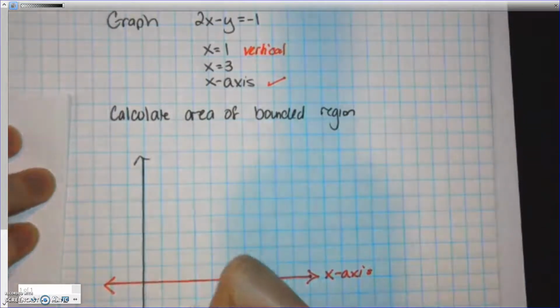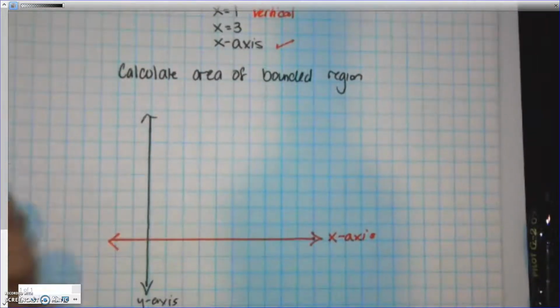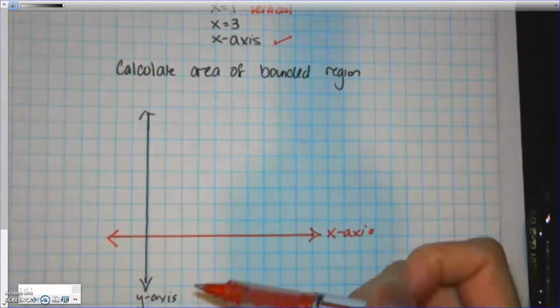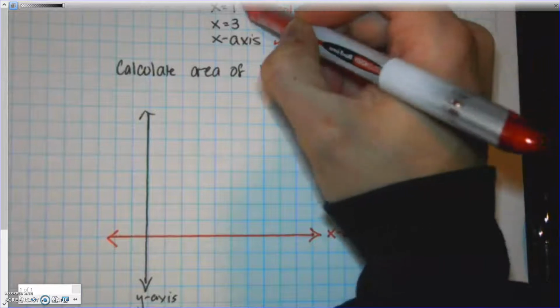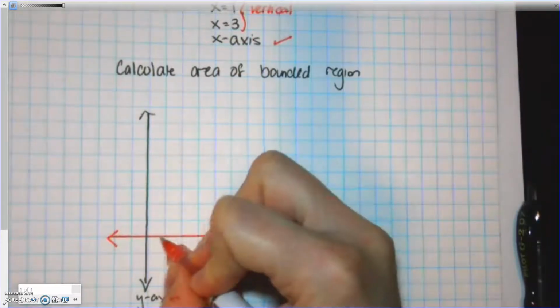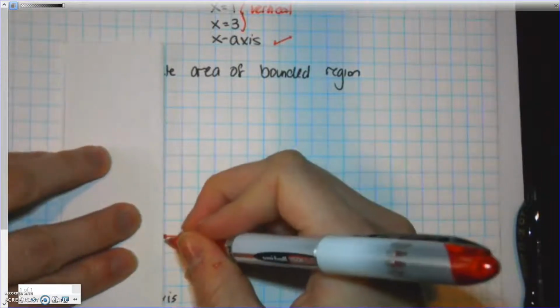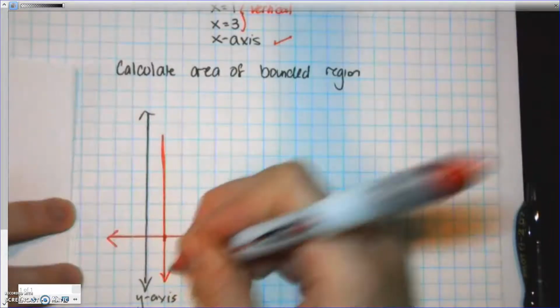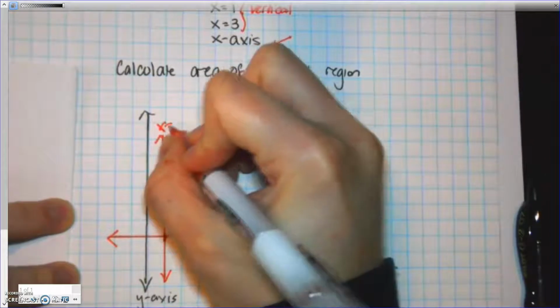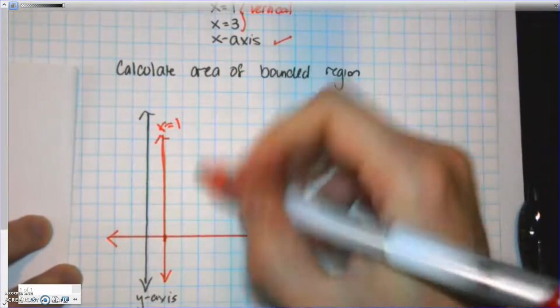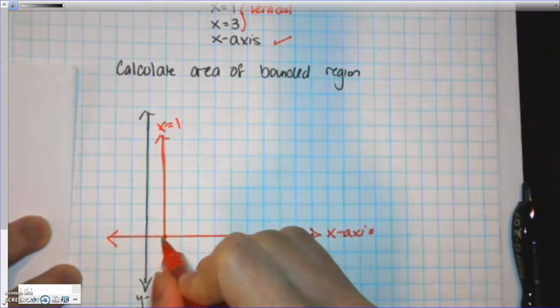You also notice that I'm just graphing it in a different color so that I know it's not what I was looking for. Now these two are vertical lines, so x equals 1. It's a vertical line through x is 1. So that's x equals 1. X equals 3 is a vertical line where it's 3, so 1, 2, 3.